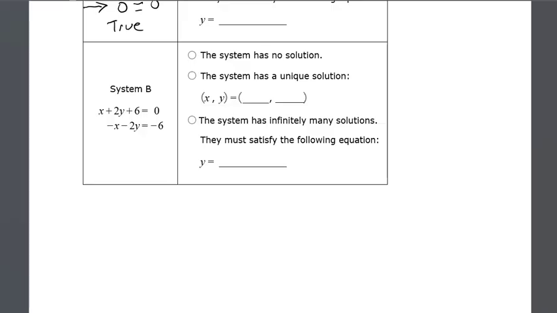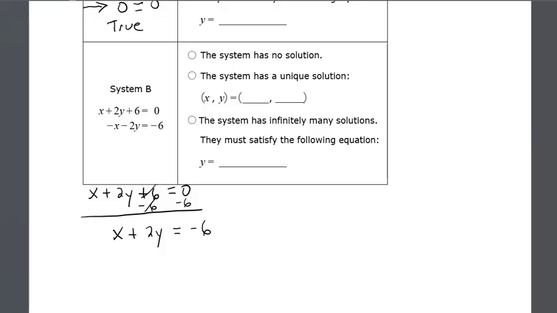System B, x plus 2y plus 6 equals 0, and negative x minus 2y equals negative 6. So remember, we want the x's and y's on the same side and our constant or that answer on the other side. So we're going to take the first equation, x plus 2y plus 6 equals 0, and move this 6 on the other side by taking its opposite. So now equation 1 will be x plus 2y equals negative 6.